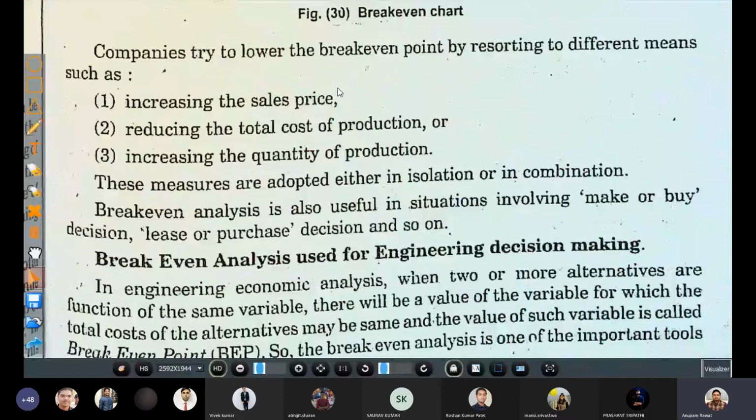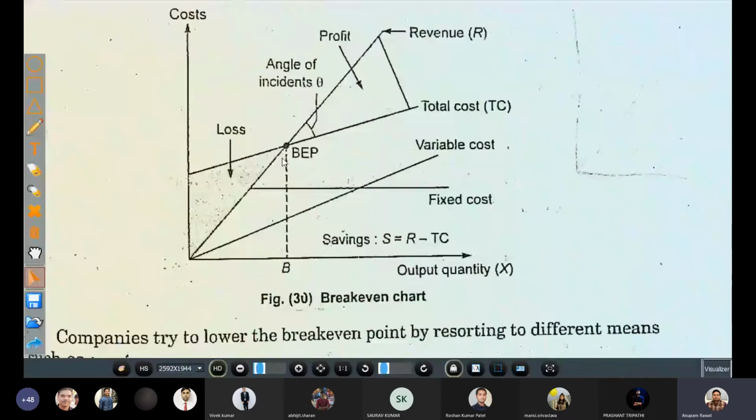Also, reducing the total cost. If our total cost is less, and it starts from this point, the break-even point will come here. Then increasing the quantity of the product. Or if we increase the selling price, basically the selling price is related to the revenue, so the revenue line will cut at this point. That means even by selling fewer products you will make a profit, so the break-even point will come here. This is the way the company tries to do it.